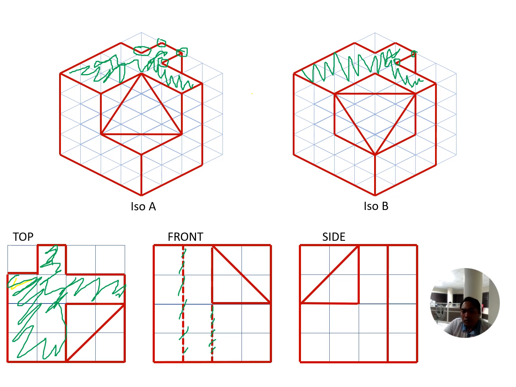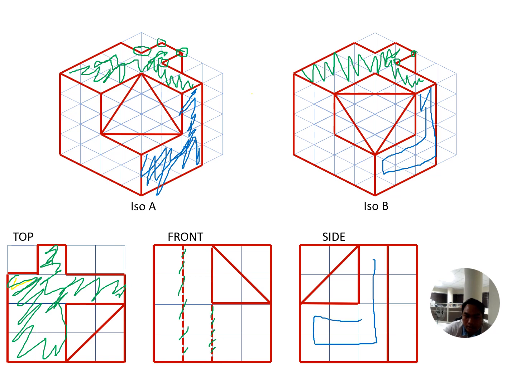Now, let's take a look at the side view. Let me use another color. Maybe we could use blue. From the side view, we could see the letter L with a larger base. So this is our letter L. I'm so sorry, I'm just using the mouse. So this is our letter L, which is found in our top view. This is the letter L with a large base. Right?